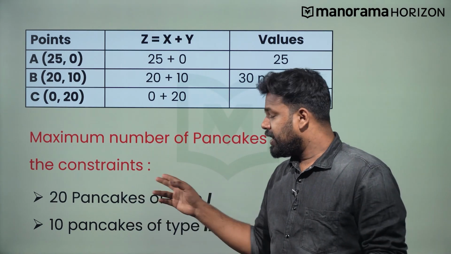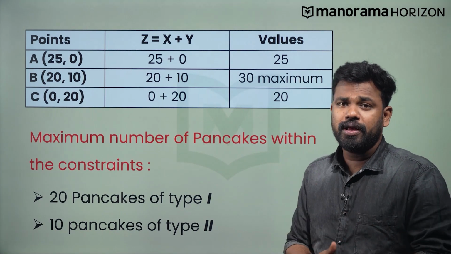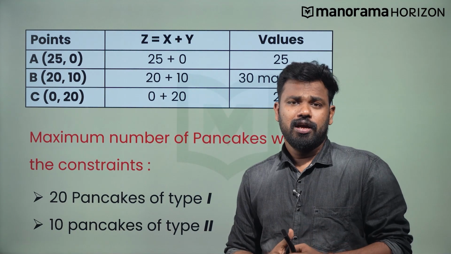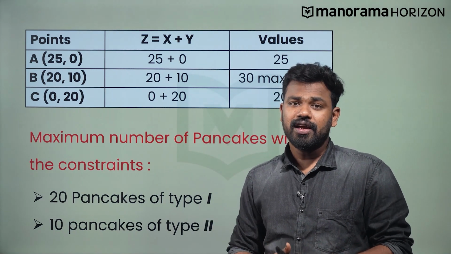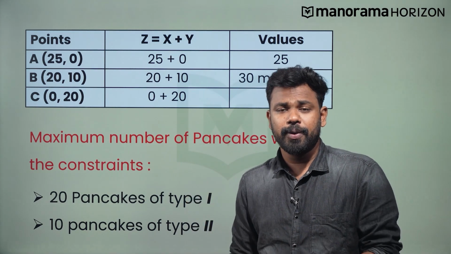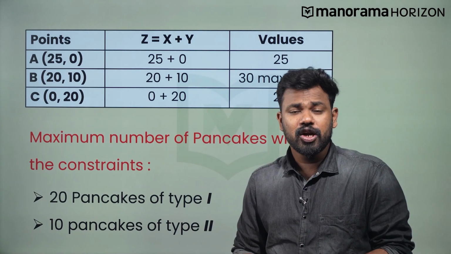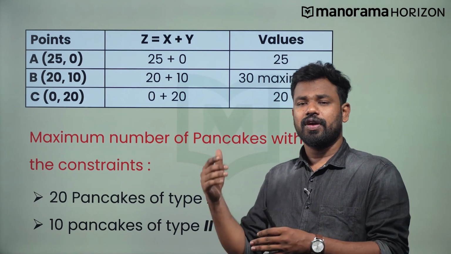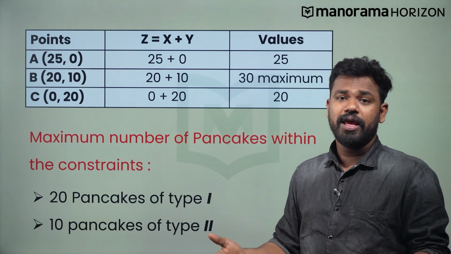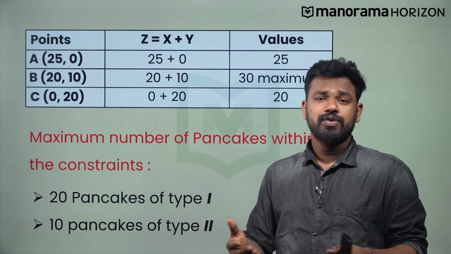That means 20 pancakes of type 1 and 10 pancakes of type 2 should be made to maximize the total number of pancakes, according to the constraints given in the question. So what we have done here is we looked at the question, formulated an LPP, or linear programming problem, drawn the graph, and shaded the common area. We got the final maximized number of pancakes that we have to make while following the constraints.